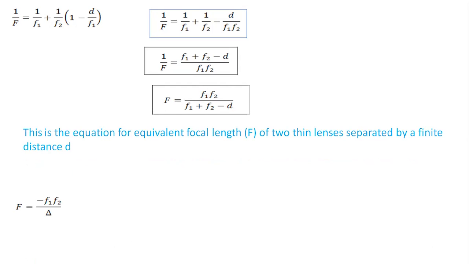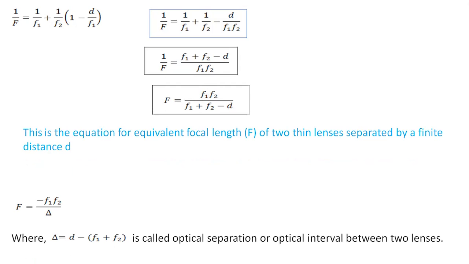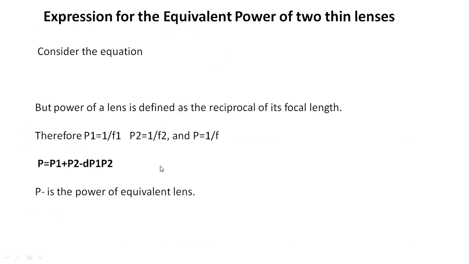Now if you take delta is equal to D minus (F1 plus F2), which is called the optical separation or optical interval between the two lenses, then the equation becomes F equals minus F1 F2 divided by delta. That is, at this part, if you take D minus (F1 plus F2) as delta, this equation becomes F equals minus F1 F2 divided by delta. So this is the expression for the equivalent focal length of the two thin lenses.